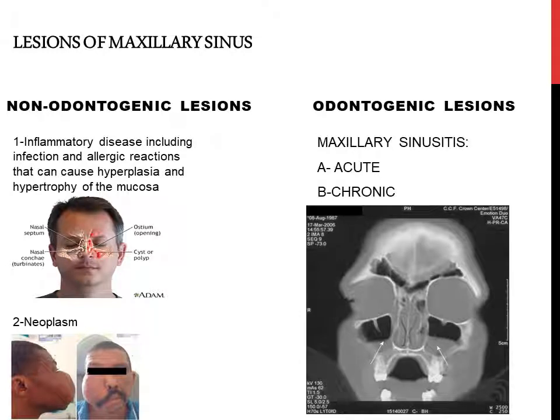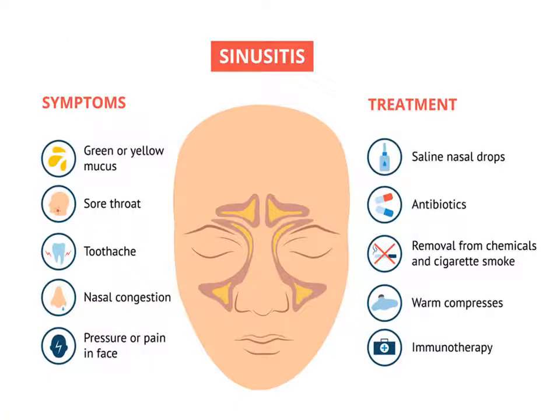Lesions of maxillary sinuses. We have non-odontogenic lesions and odontogenic lesions. Number 1, non-odontogenic lesions: inflammatory disease, including infection and allergic reactions that can cause hyperplasia and hypertrophy of the mucosa. Number 2, we have neoplasm. Odontogenic lesions: we have maxillary sinusitis, and it is of two types, acute and chronic.